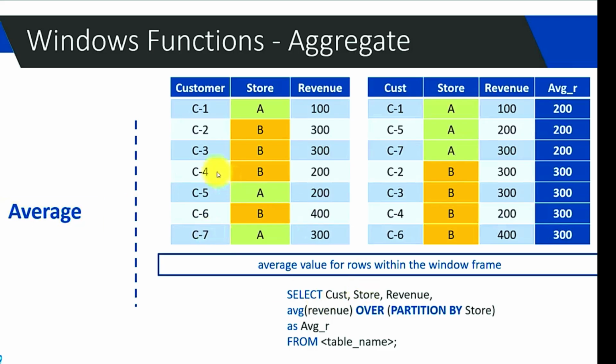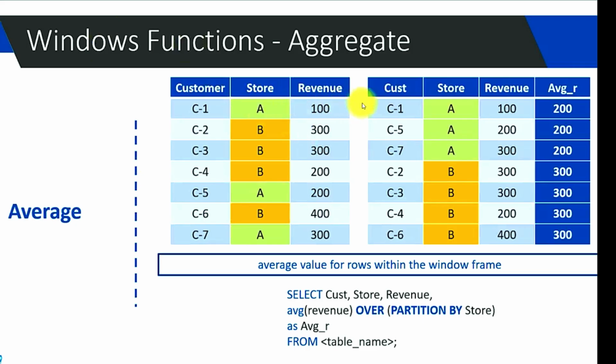So for example, we are using the same data. We have customer, store and revenue. Now suppose in front of each one of these rows, I want the average revenue of that store. For example, there are 3 customers from store A, that is C1, C5 and C7 with revenue 100, 200 and 300. So the average for store A is 100 plus 200 plus 300 divided by 3. That comes out to be 200. So the average of store A is 200.